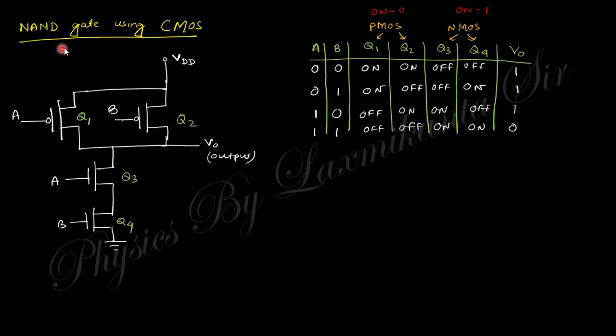Next is the NAND gate using CMOS. This is a combination of PMOS and NMOS. These two are parallel and these two are series. You can see this is A, this is A, this is B, this is B, these are connected. When A and B are 0, that means the PMOS are on. These two are on, but these two are off. Because these two are on, the output must flow up to that one. When Q1 is on, then also output is obtained. Even if Q2 is on, we also get output. But when these two are off and these two are on, the signal passes through that one. No voltage is obtained here. That is the off condition.